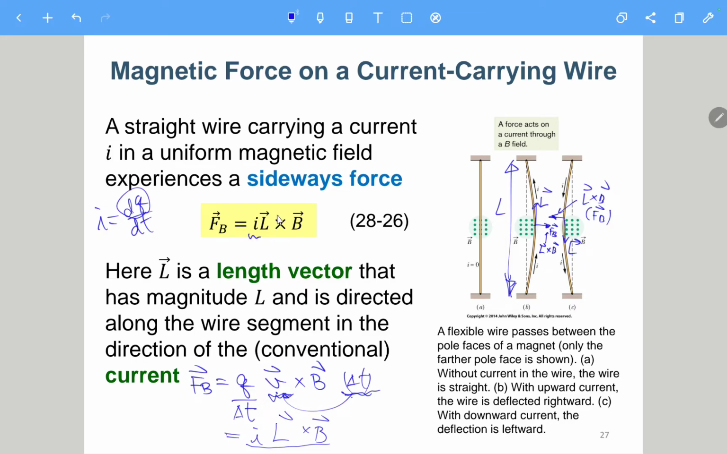And here we can really use the right-hand rule to determine the direction of the magnetic force.